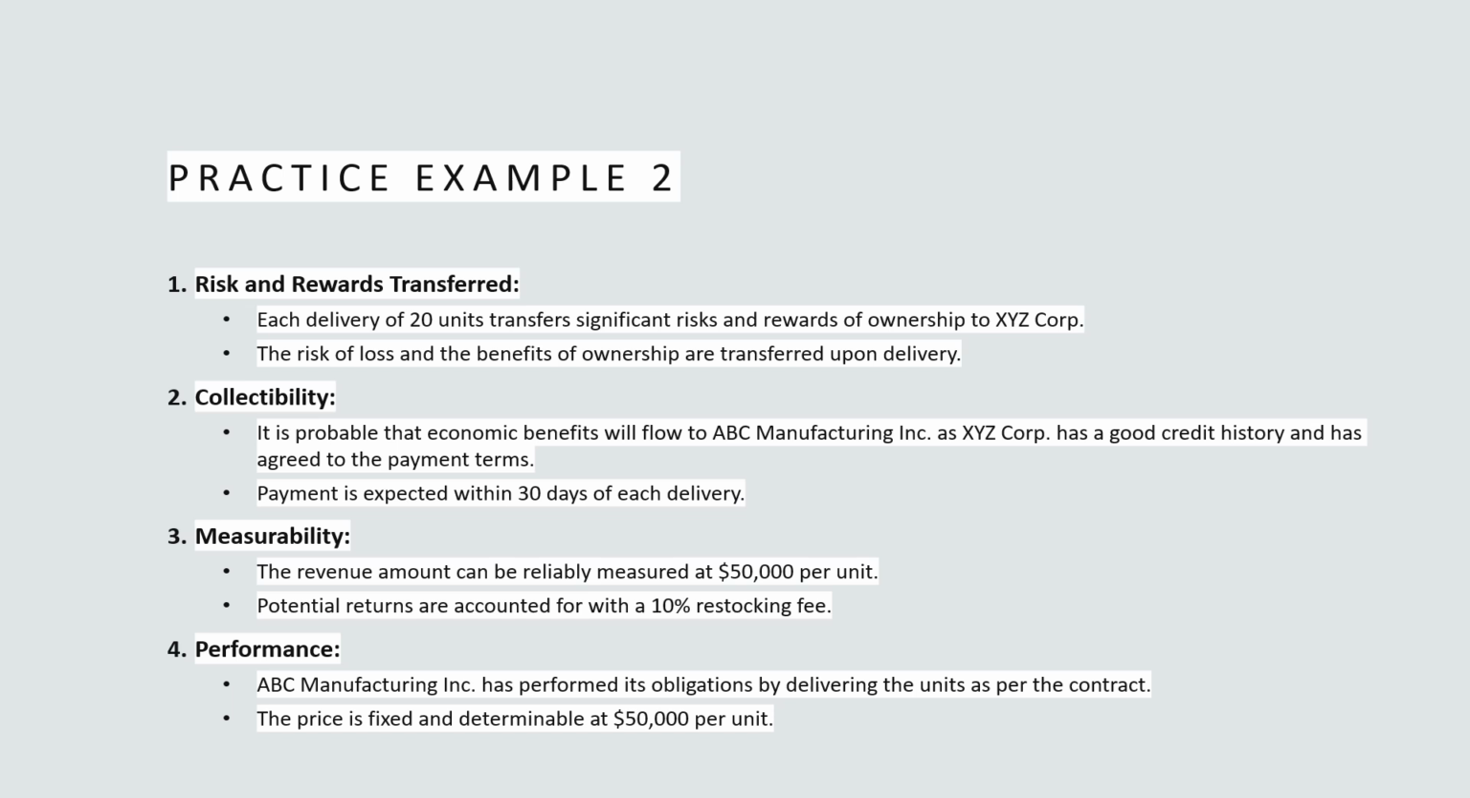So this is met. Lastly, performance. ABC Manufacturing has performed its obligations by delivering the units as per the contract. The price is fixed and determinable at $50,000 per unit. So this is met.